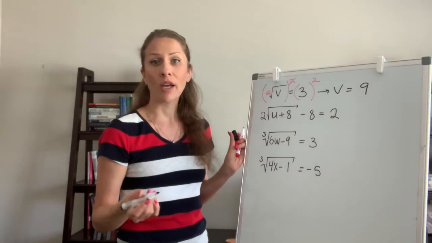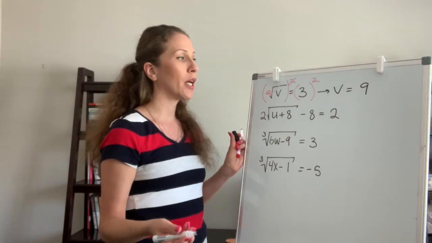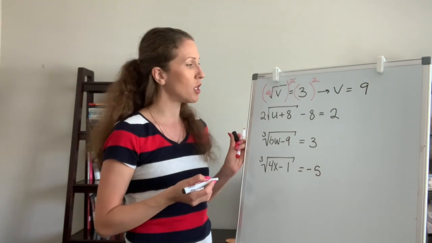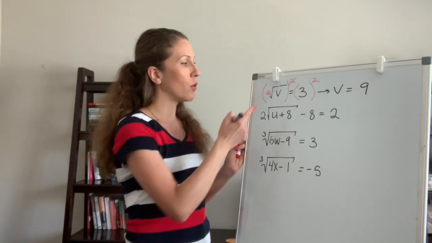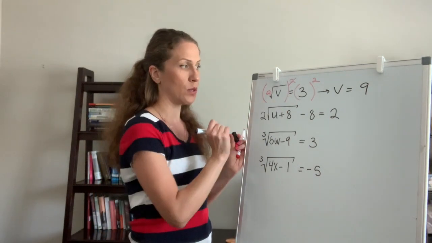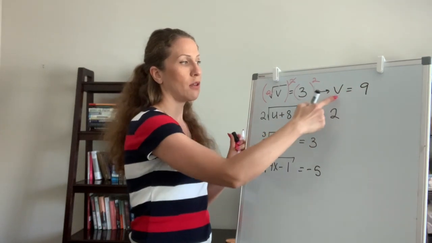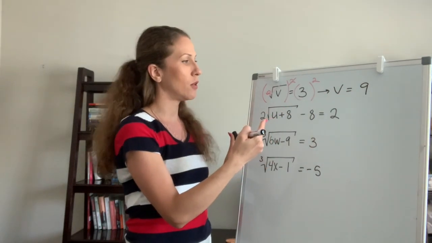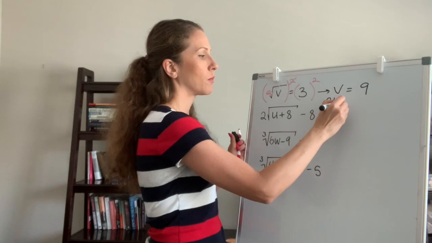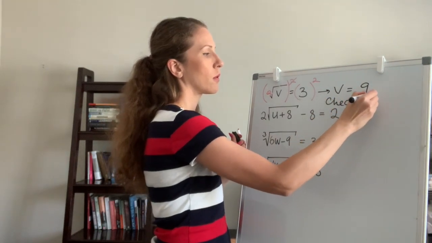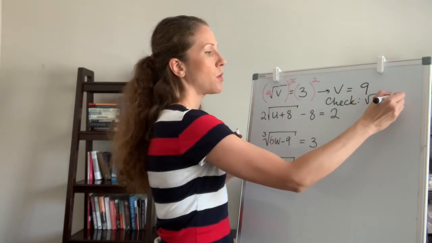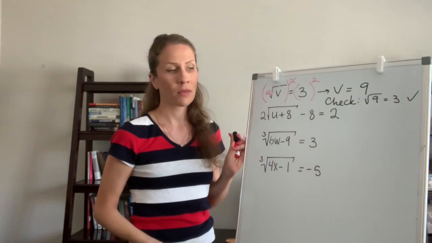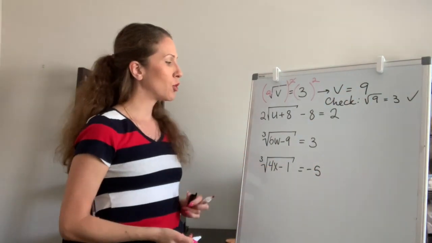You can always check, and you always should check your work by plugging this answer back into the equation. The original problem was square root of v equals 3. So if you replace v with the 9, which was our answer, you get square root of 9 equals 3, and that's true, it checks. So now let's look at problem number 2 here.